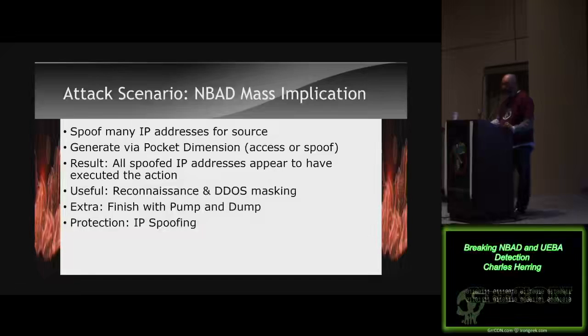So with a mass implication for NBAD, particularly if you need to recon, if you want to scan the whole network, this is very similar to what we showed before: generate a pocket dimension, spin up multiple IP addresses in the pocket dimension, and have all of them scan the fake network. That will generate NetFlow records, and you'll have every machine on the network guilty of scanning the network, right?